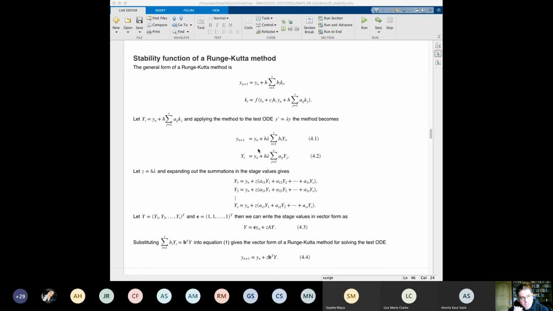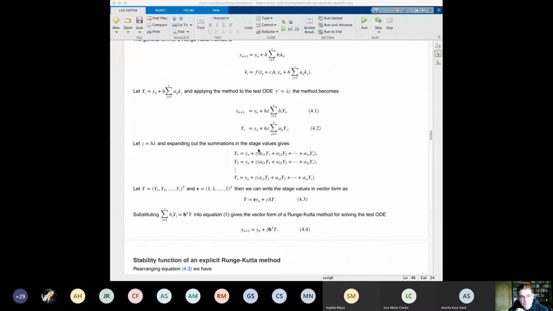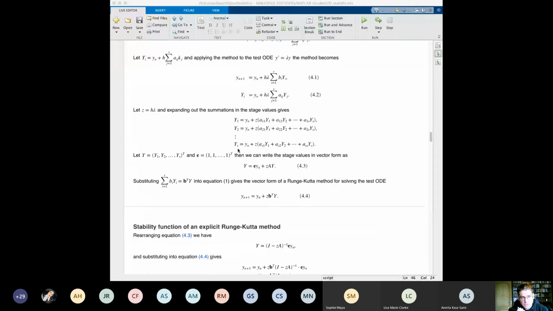So if we expand out the stage values, which is 4.2, if we have s stages, all I've got here is just expanded out each row of this summation here, and we're going to introduce vectors. So if big Y is our vector of stage values, big Y1, big Y2, etc., and E is just a vector of ones, we can write all of this system as this vector equation here.